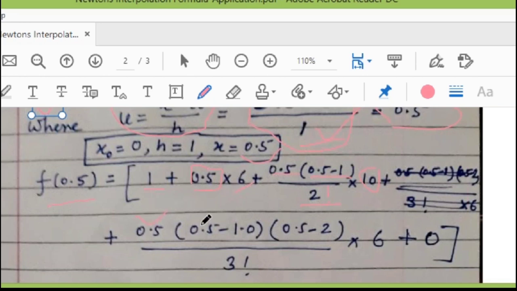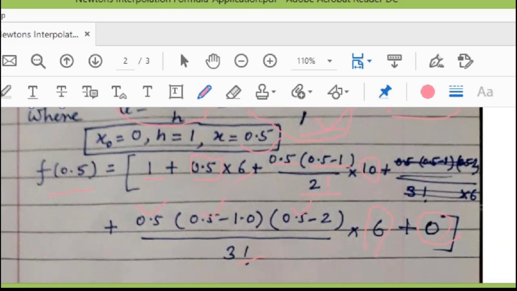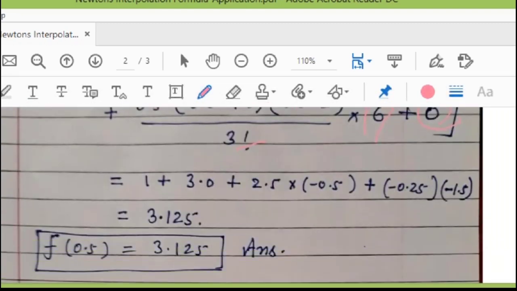Similarly, u, u minus 1, u minus 2 over factorial 3 into the third difference. And since the fourth difference is 0, without thinking much we have put 0 here. Otherwise, it would have been calculated in a similar manner. So this is 1, this term is this one, and ultimately 3.125. So f(0.5) is equal to 3.125.